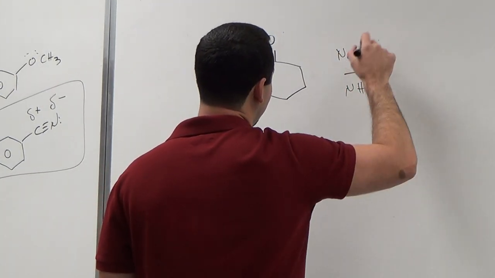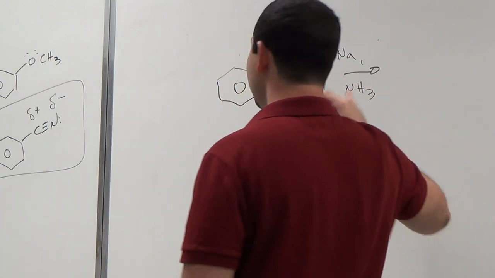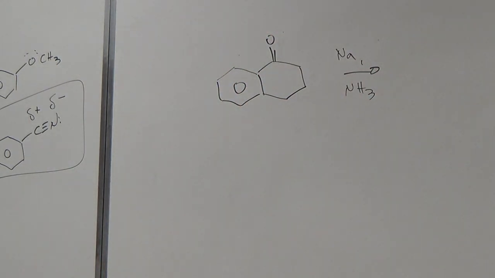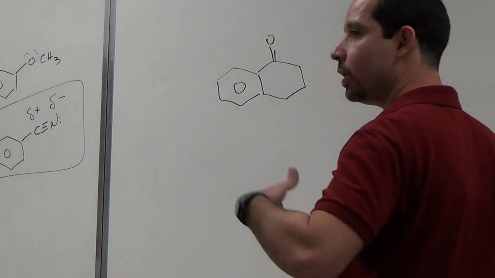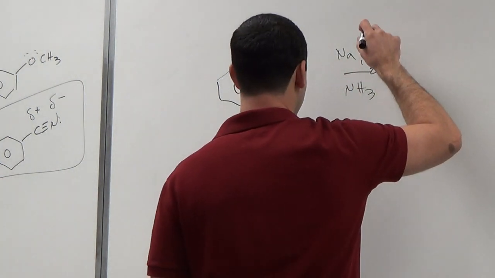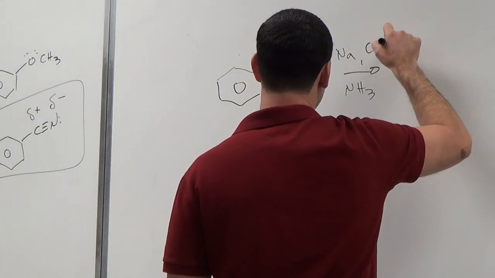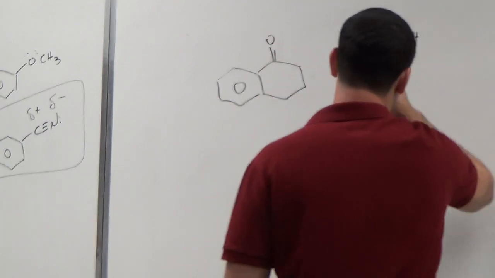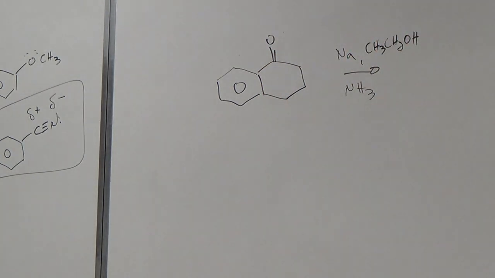Sodium, ammonia, and then, so you remember, the sodium will add to this to reduce it. Sodium, ammonia, and then we need an acid somewhere. Most of the time an alcohol, okay? Ethanol, drinking alcohol, that's the one we use, yes? Can you use another alcohol? Yeah. You can use methanol, you can use whatever you want. But we like drinking, yes? So that's the one we're going to use.